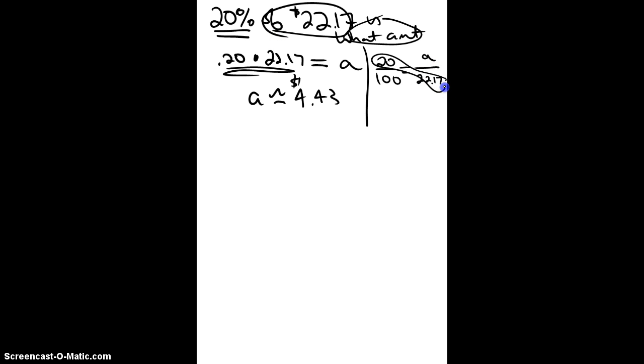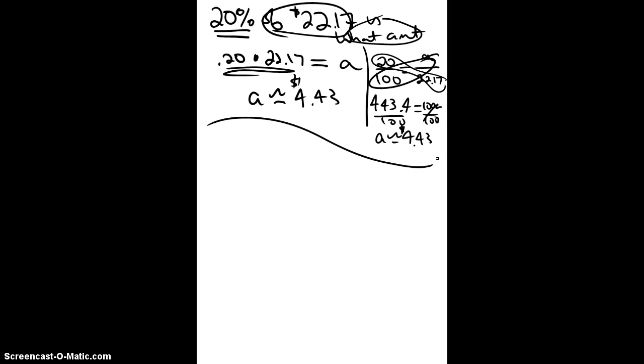And again, all you would do is cross multiply, and so you're going to take 20 times 22.17, right? So you're going to get that value, and then you're going to get that on the other one, and then again just divide to solve, and so the amount, again, you're going to get the same answer as we did before. All right, so that's one type.